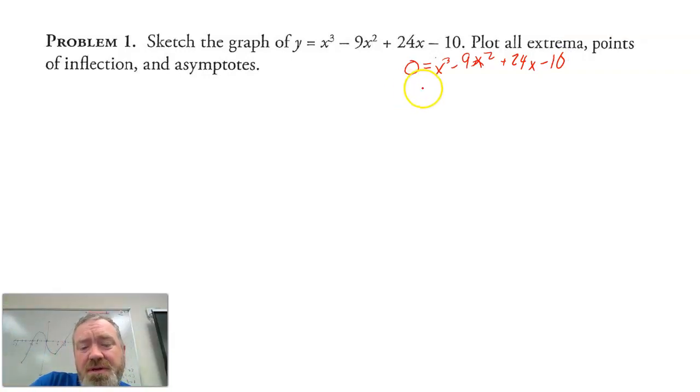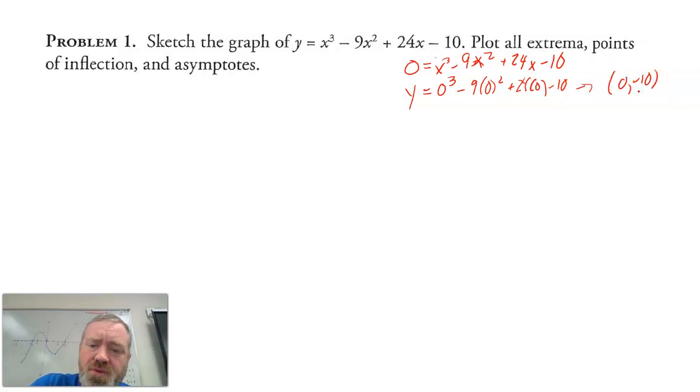But if we put a 0 in for x, 9 times 0 squared plus 24 times 0 minus 10, then we have the point 0, negative 10 as a y-intercept. Okay, so we have the point 0, negative 10. All right, what else can we do?